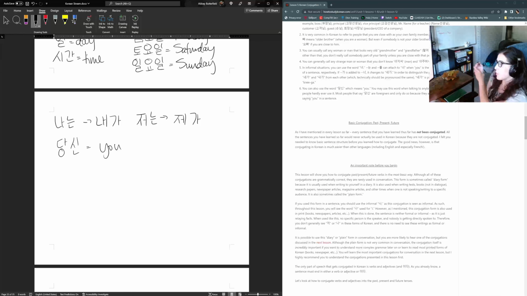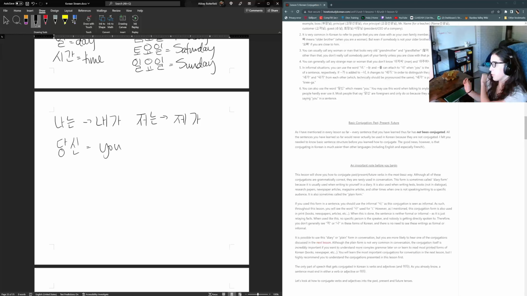All the sentences you have learned so far would never actually be used in Korean because they are not conjugated. I felt you needed to know the basic sentence structure before you learned how to conjugate. The good news, however, is that conjugation in Korean is much easier than other languages, including English, and especially French.